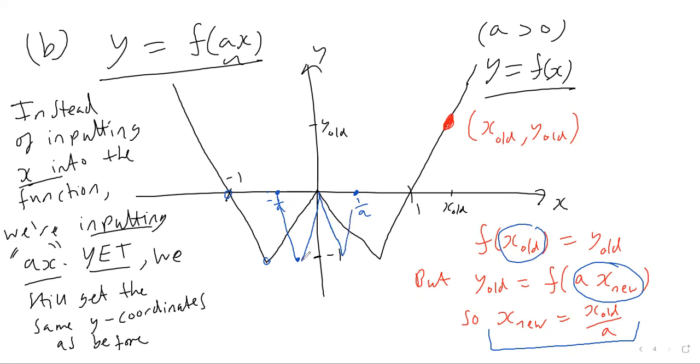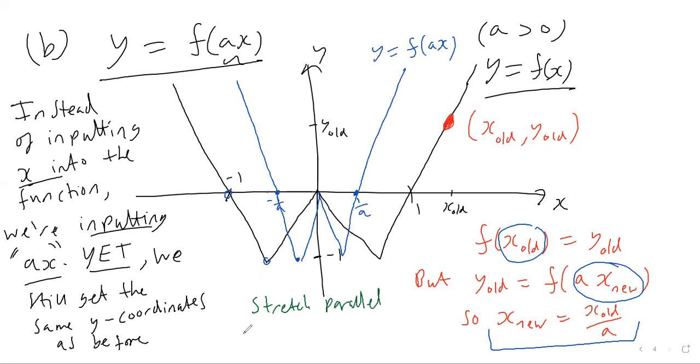Something like this, where all of our x coordinates are being multiplied by a factor of 1 over a. So this is our new sketch, y equals f of ax. The key thing with this is that this transformation is a stretch again, but now parallel to the x-axis. I'll do this in green, actually. So this is a stretch parallel to the x-axis by a factor of 1 over a.